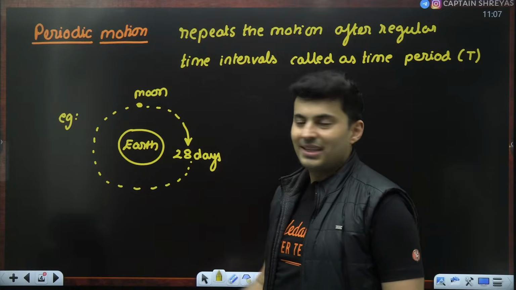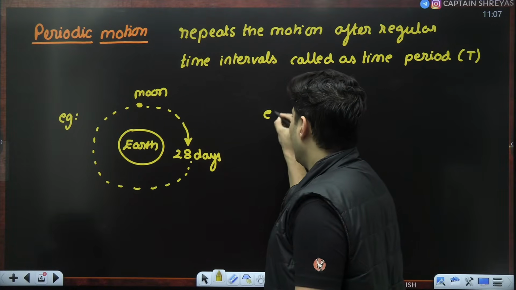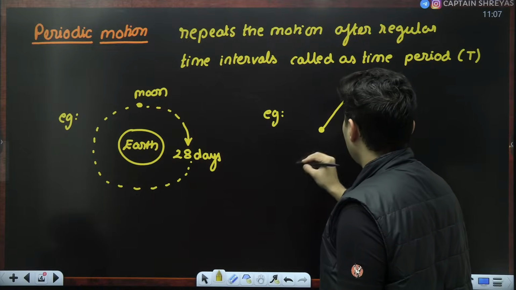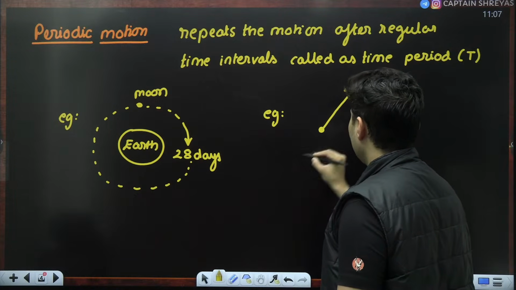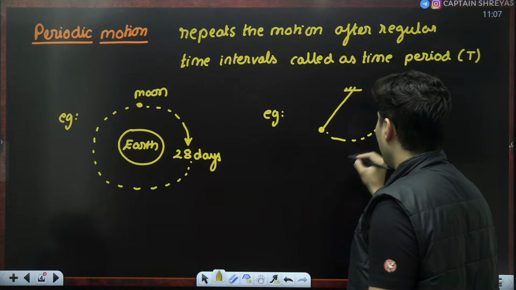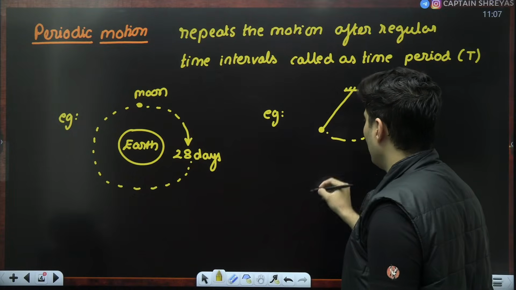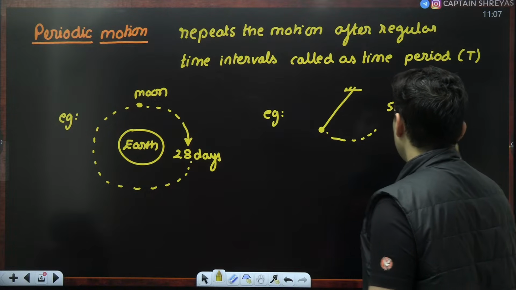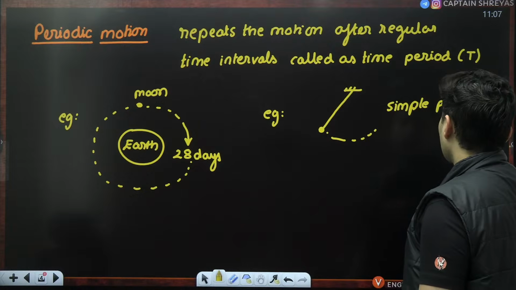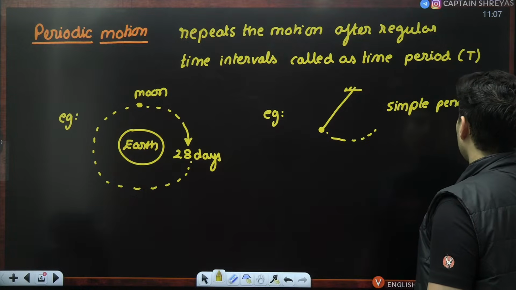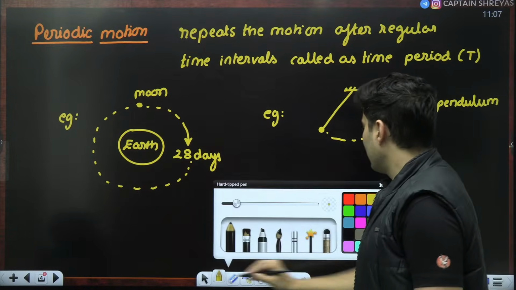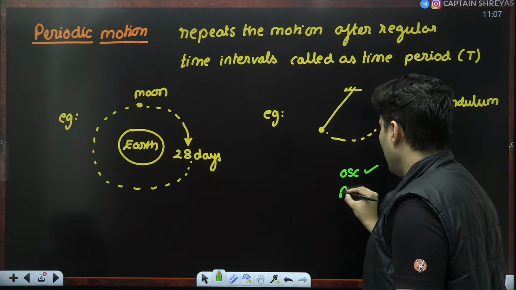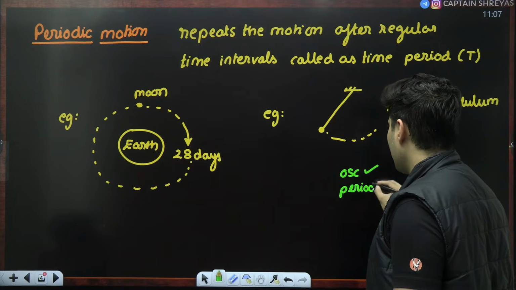It is not oscillatory. Another example, you take a thread, you attach some bob over here and you release it. This is basically going to go back and forth, to and fro. It is the example of a simple pendulum. This one over here is not only oscillatory, but it is also periodic in nature.